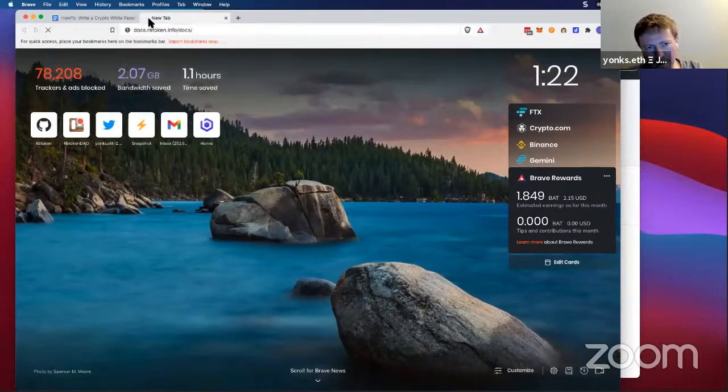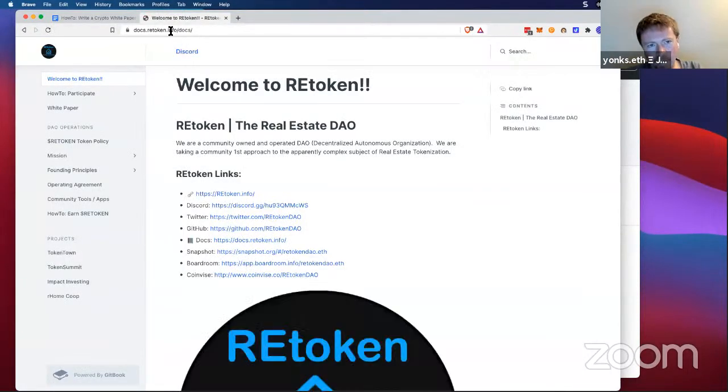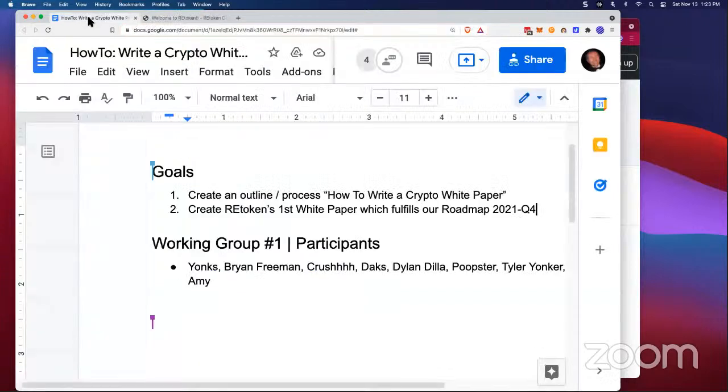Oh, and to talk about one other tangent, I spent some time trying to figure out how to get this docs off of here, and if somebody wants to look into that on GitBook, that would be nice. It's kind of bothering me that it's docs.retoken.info/docs, but anyway. Go ahead, Blurs.